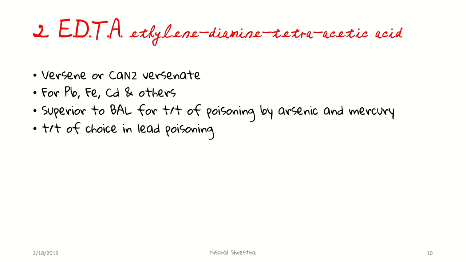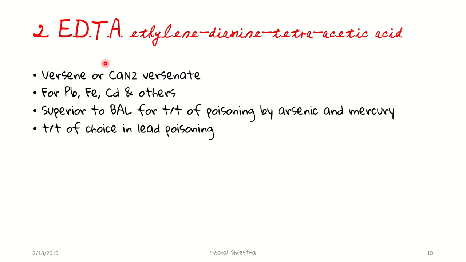Now second, we have EDTA, ethylene-diamine-tetra-acetic acid. It is given in case of lead, iron, cadmium, and others. Means others like arsenic, mercury. I mentioned the names here, lead, iron, cadmium, because while discussing BAL, we discussed that BAL is contraindicated in case of iron and cadmium, but EDTA can be given in iron and cadmium poisoning also.